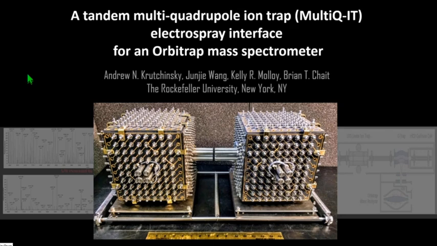I want to continue to talk about a new type of ion trap that we've been developing in Chait lab of Rockefeller University. I will be talking about the tandem multi-quadrupole ion trap. I will tell you why we developed this ion trap, on what principle it operates, and how it can be useful for mass spectrometry.